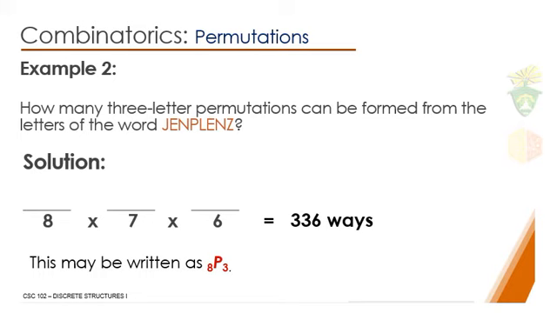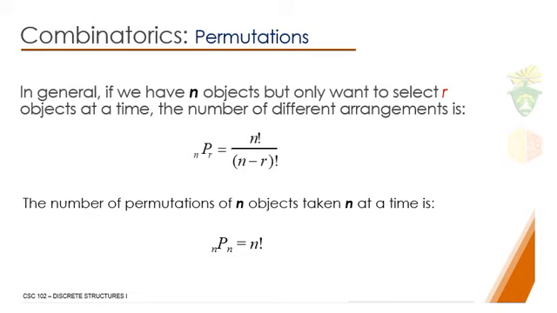So to make it clear, we have this formula. In general, if we have n objects but only want to select r objects at a time, the number of different arrangements is this. It is read as n permute r, or n taken r at a time. That's n factorial divided by (n minus r) factorial.